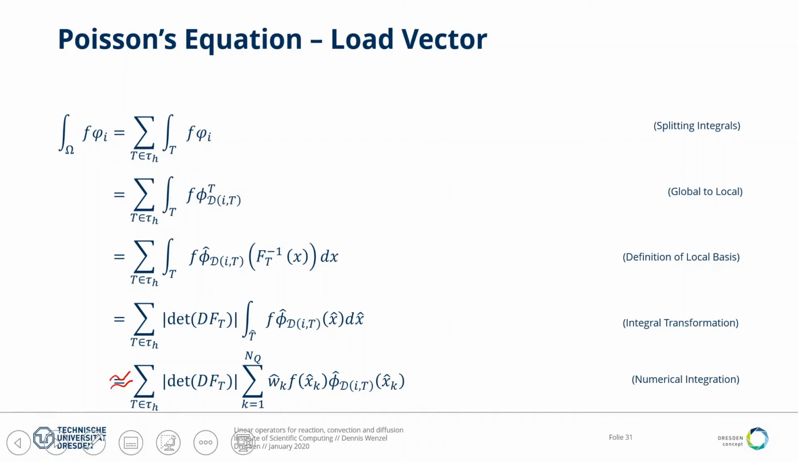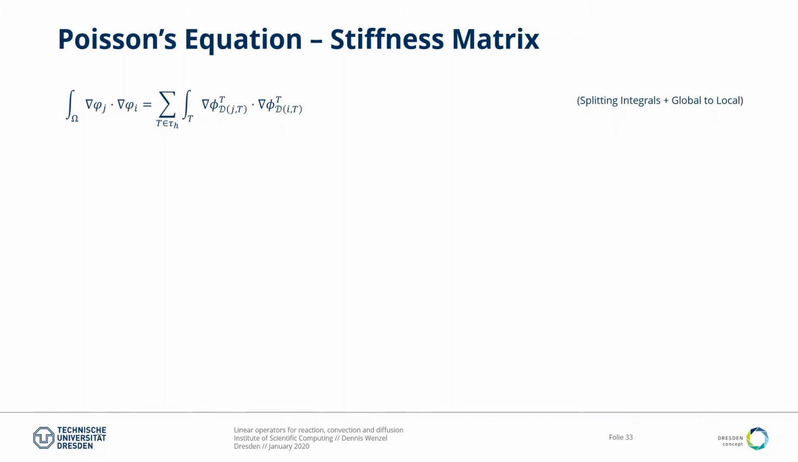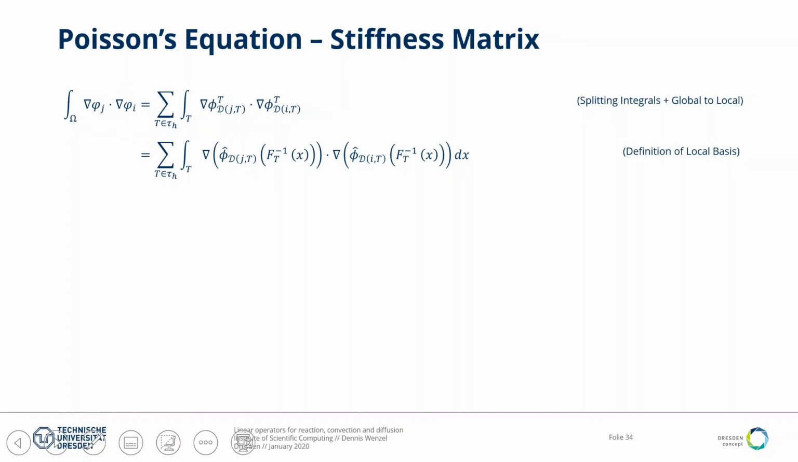Now for the stiffness matrix the whole procedure is almost exactly the same with just a minor difference. So you start by splitting the integrals and replacing the global basis function by the local ones. So here nothing has changed so far. We have replaced the one integral by a summation over multiple integrals, and we have replaced the global basis function by a corresponding local one using the DOF map. And yeah, then we have included the definition of the local basis function with this transformation approach.